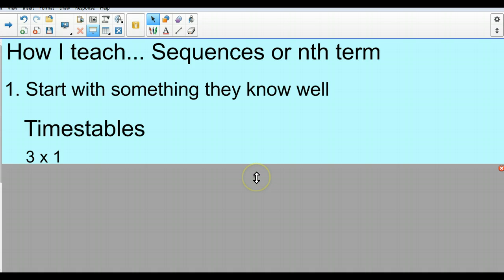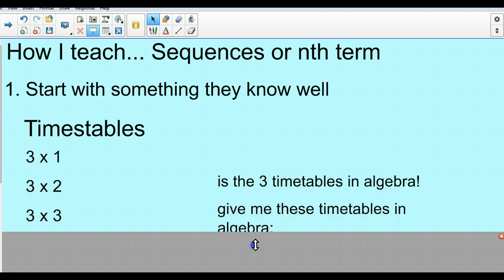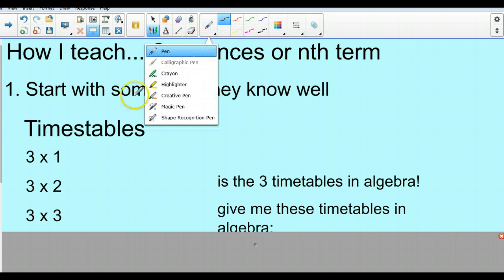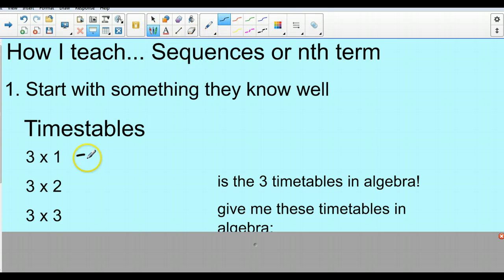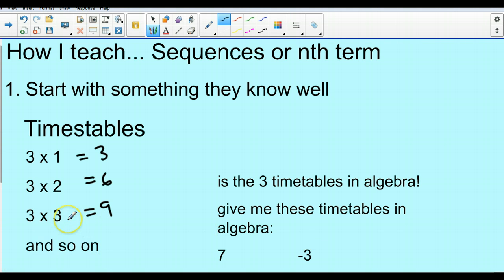So that's what's 3 times 1, 3 times 2, 3 times 3, establishing that they do know what they're talking about. And what we get from that is basically a sequence of numbers that goes up in threes. So it establishes the idea of what we're looking for. So 3, 6, 9. And then they can see quite easily we've got a sequence of numbers that goes up in threes.